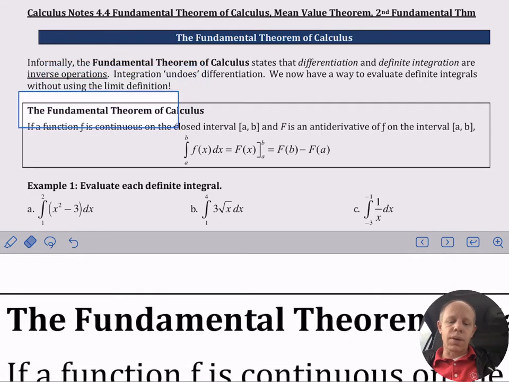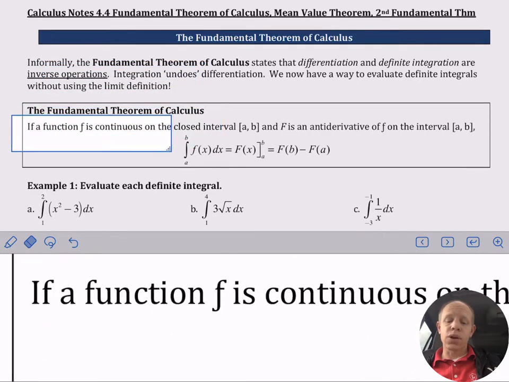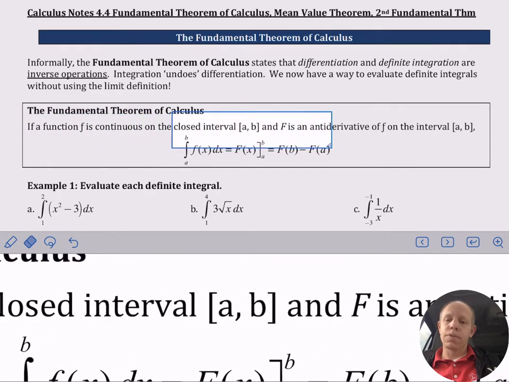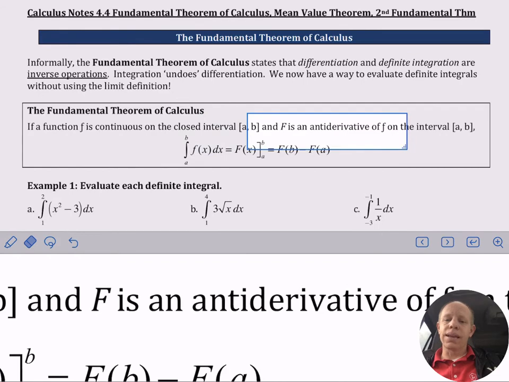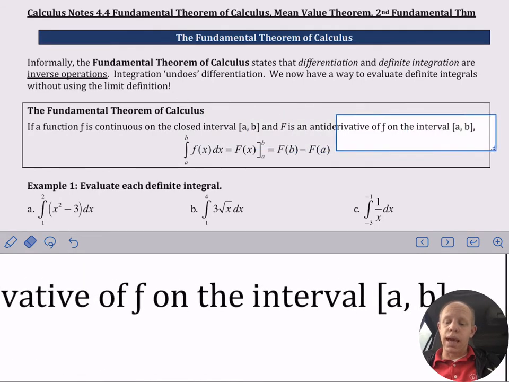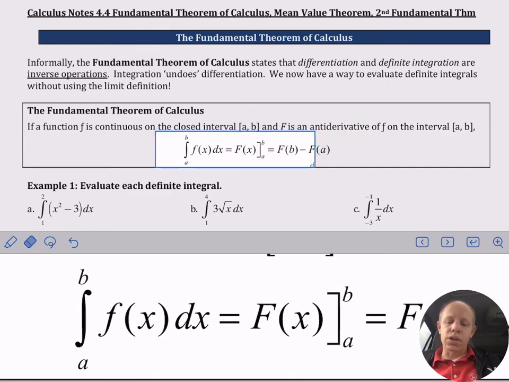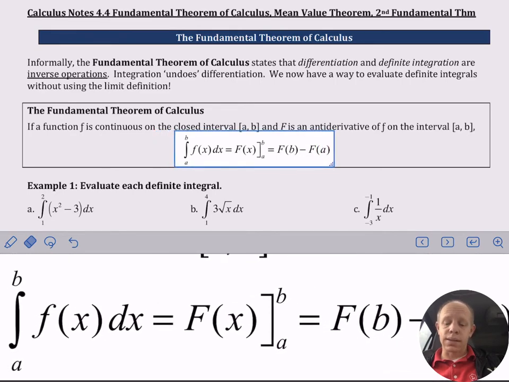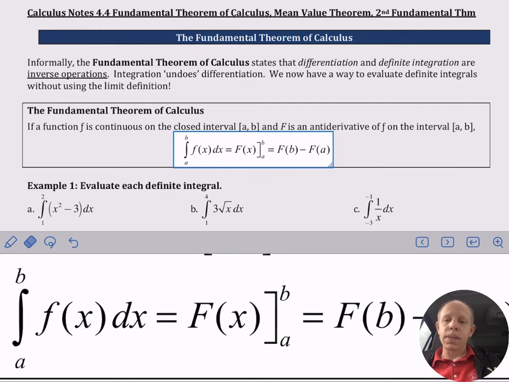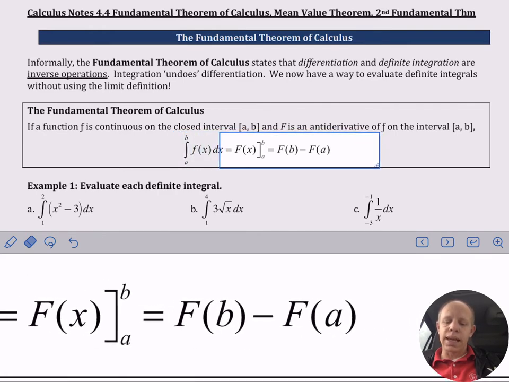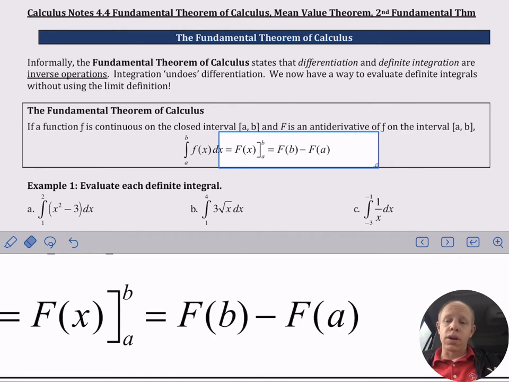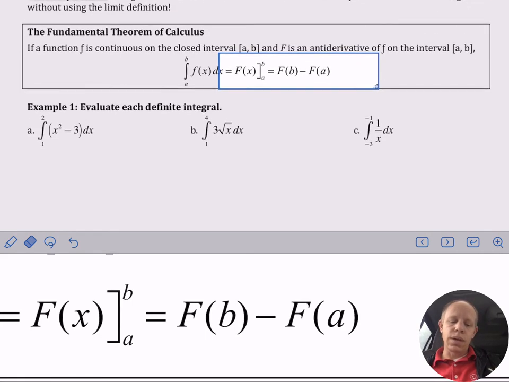So here is the fundamental theorem of calculus. It says if a function f is continuous on the closed interval from a to b, and capital F is an antiderivative of f on the interval a to b, then we know that the definite integral from a to b of our function f at x with respect to x equals the antiderivative capital F at x evaluated from a to b. And what that means is we need to find the antiderivative evaluated at the end point of our interval and then subtract the antiderivative evaluated at the beginning of our interval. Super, super simple and pretty amazing.